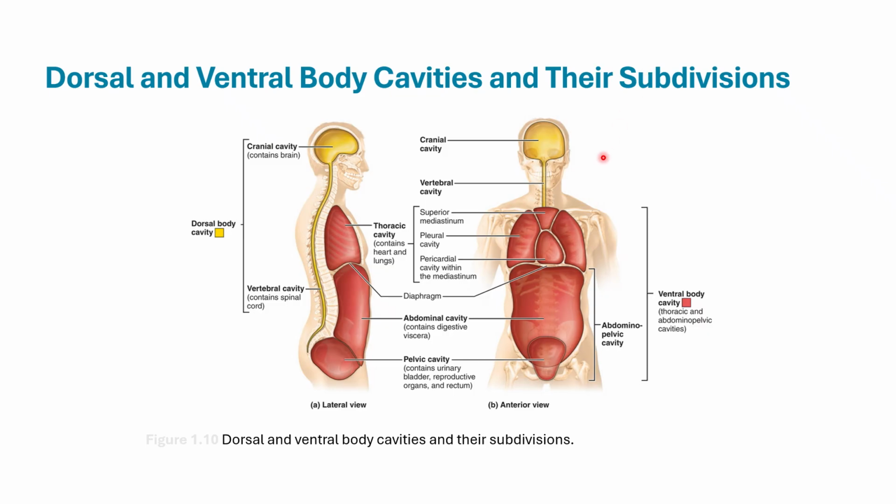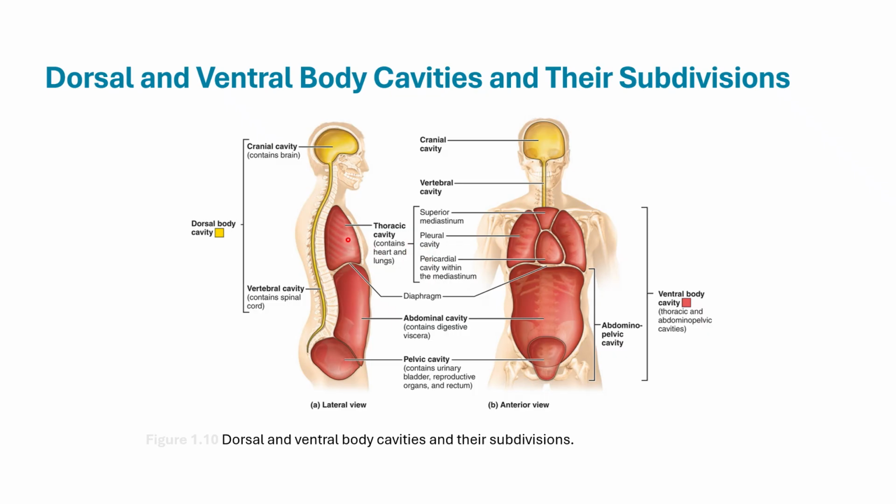Let's keep going. The ventral cavity over here contains the thoracic cavity and the abdominal pelvic cavity. So here it's showing the thoracic cavity and then the abdominal pelvic cavity. The thoracic cavity is subdivided into superior mediastinum, the pleural cavity, and the pericardial cavity within the mediastinum. All right, so let's take a look at this picture. The thoracic cavity contains the heart and the lungs.